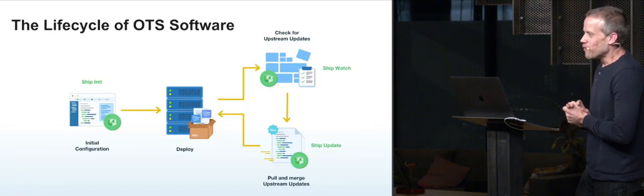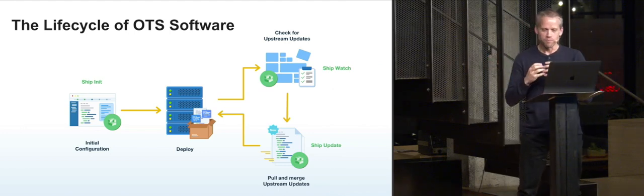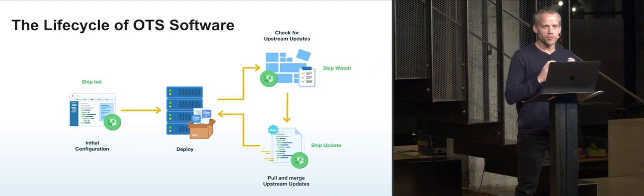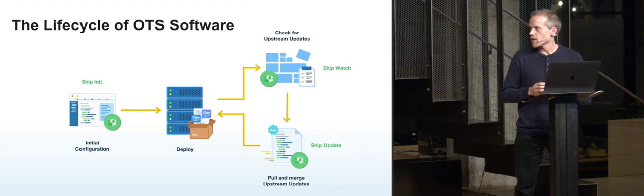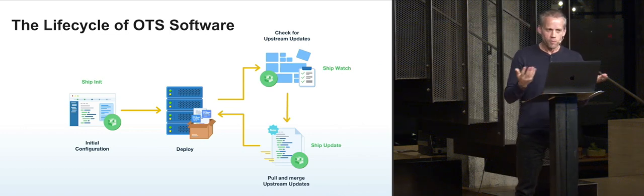So now when you think about how to run off-the-shelf software, there's a life cycle that you can draw out, you can write, you can plan, you can code, you can use. And the life cycle Ship implements is you go through the first step. It's going to be the initial configuration of the application. And Ship has 3 modes. It's Ship init, Ship watch, and Ship update. The first mode is init. And that's normally a manual process.